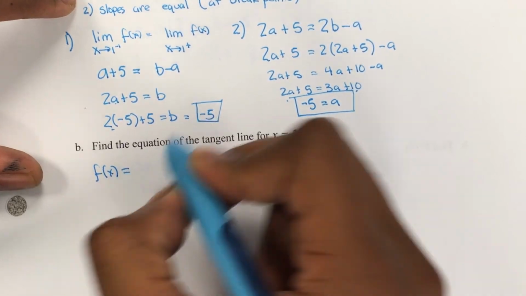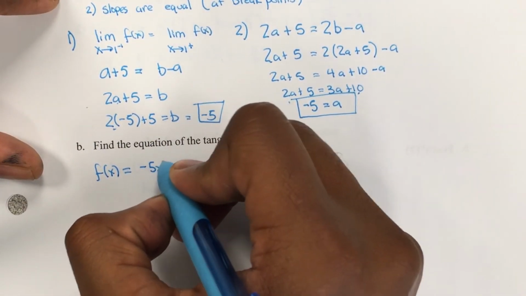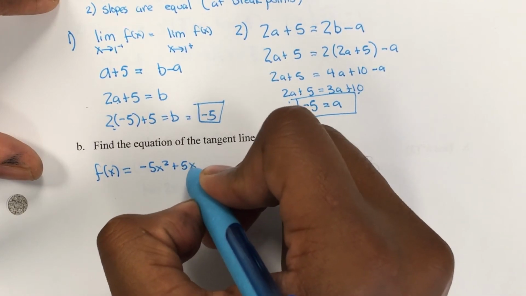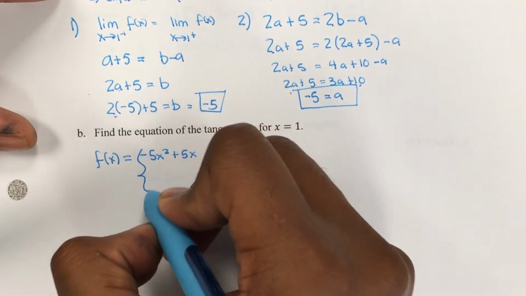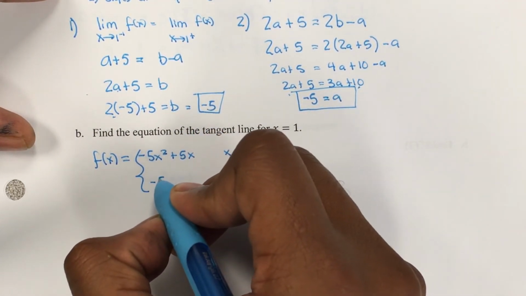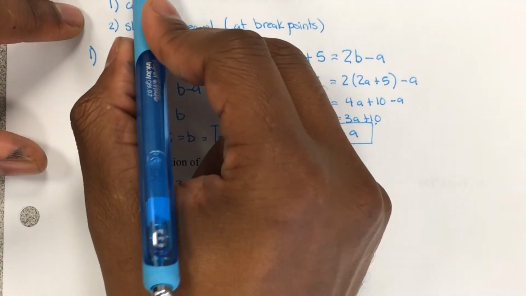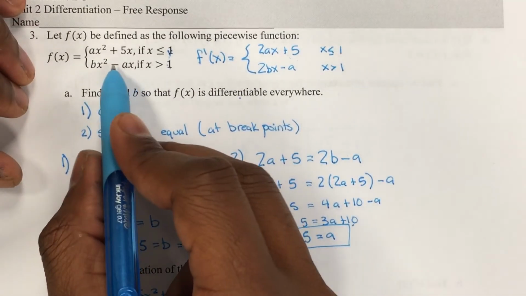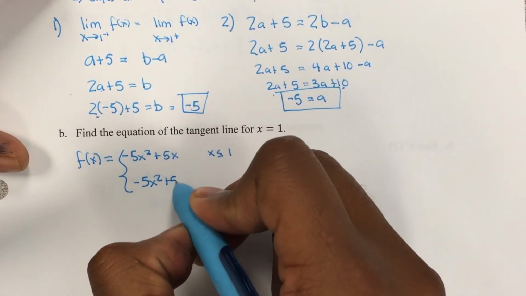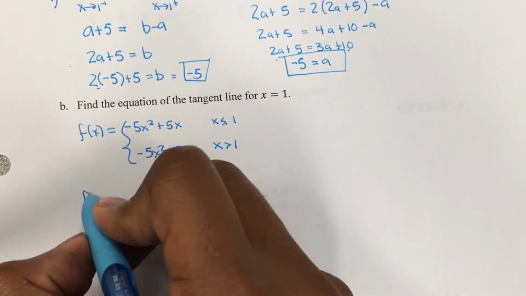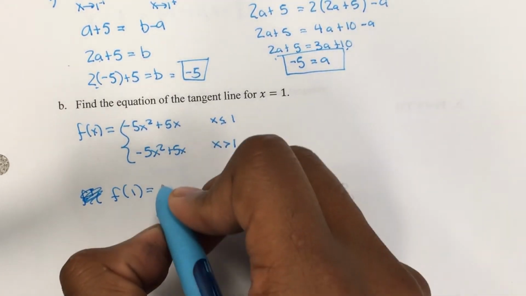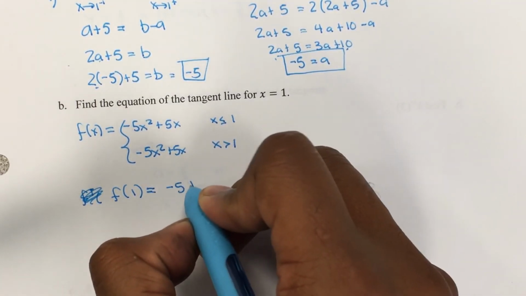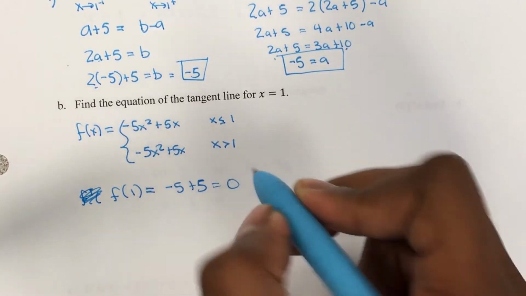So f of x is, since a is negative 5, we get negative 5x squared plus 5x if x is less than or equal to 1. And if x is greater than 1, since b is negative 5, we get negative 5x squared minus ax. Since a is negative 5, that is also plus 5x. It's the same equation. So f of 1 is equal to negative 5 plus 5, which equals 0.